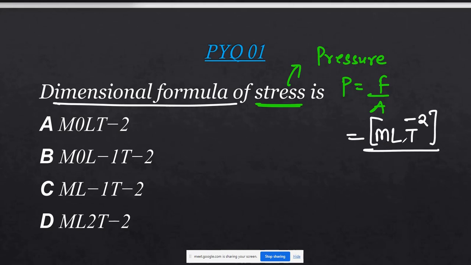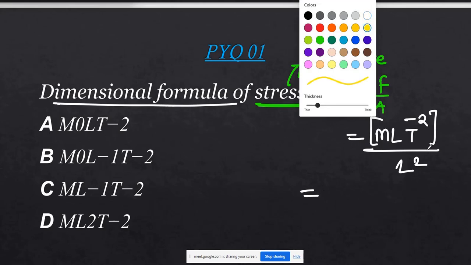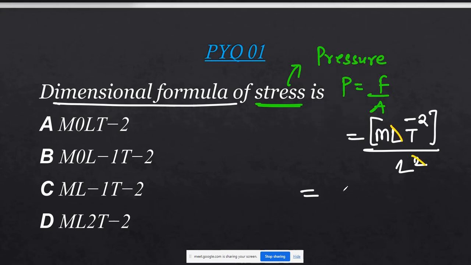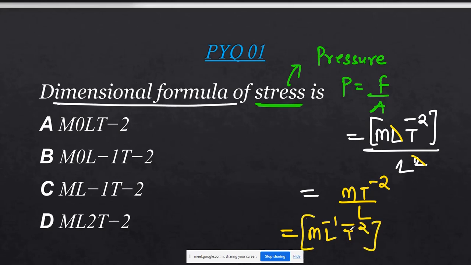Area, what is area actually? Area unit is meter square, so L square. Okay, simplify this. One L gets cancelled, so you'll get MT power minus 2 divided by L. So what is the final answer? M L power minus 1 T power minus 2. Where is our answer? Option C.